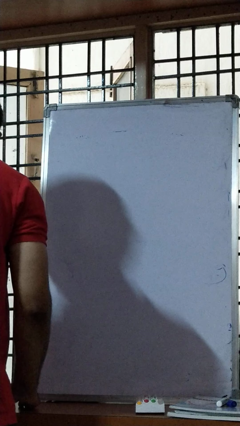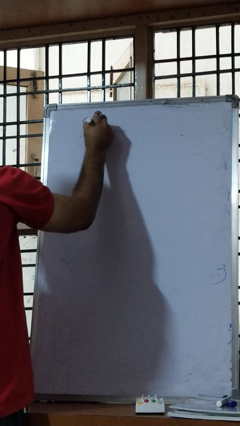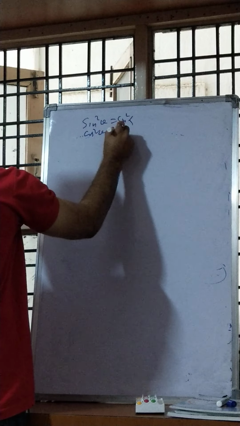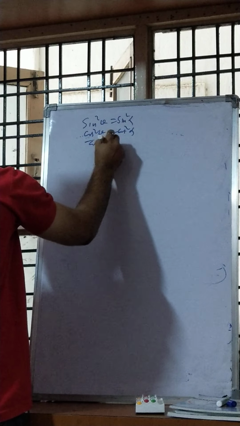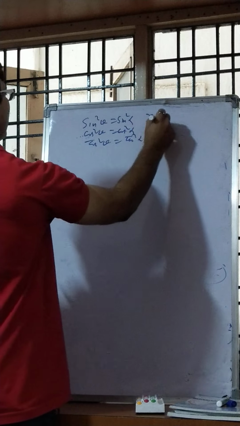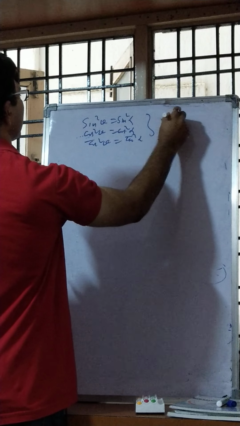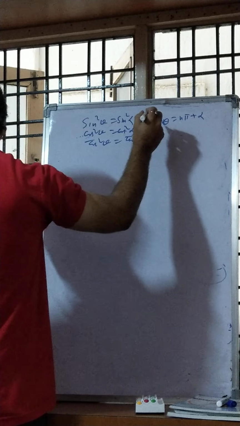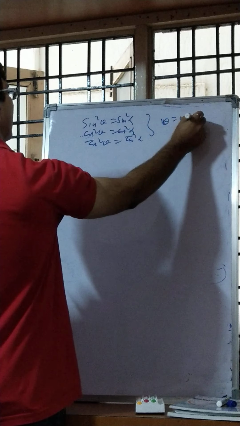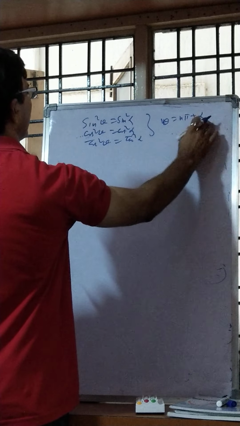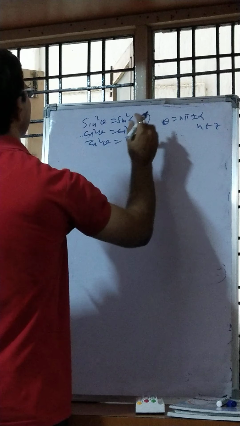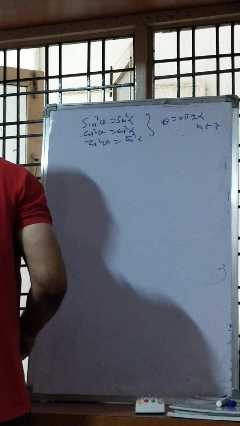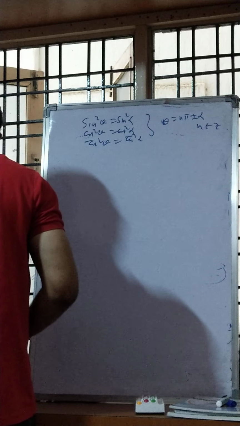Now come to the next one. Here I want to go with this one: sin square theta is equal to sin square alpha, cos square theta is equal to cos square alpha, tan square theta is equal to tan square alpha. As I said, theta is equal to n pi plus or minus alpha, where n belongs to Z.